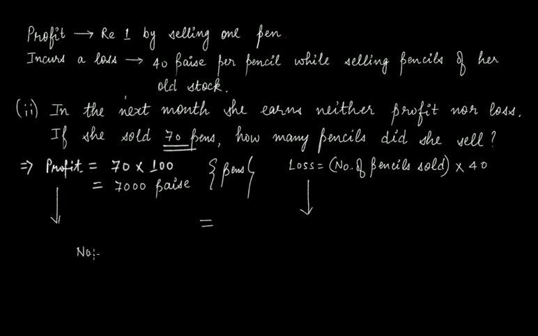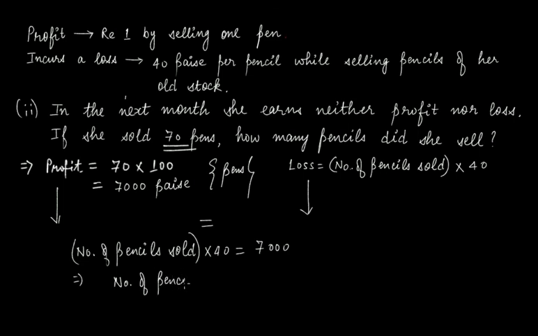So we can say that number of pencils sold times 40 will be equal to 7000, and this will be number of pencils sold will be equal to 7000 divided by 40.